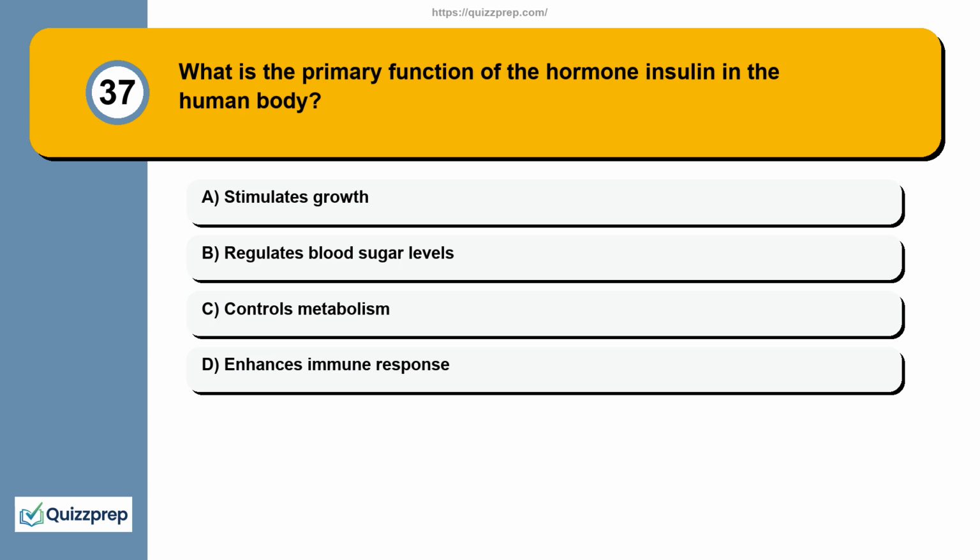Question 37. What is the primary function of the hormone insulin in the human body? Stimulates growth, regulates blood sugar levels, controls metabolism, enhances immune response.